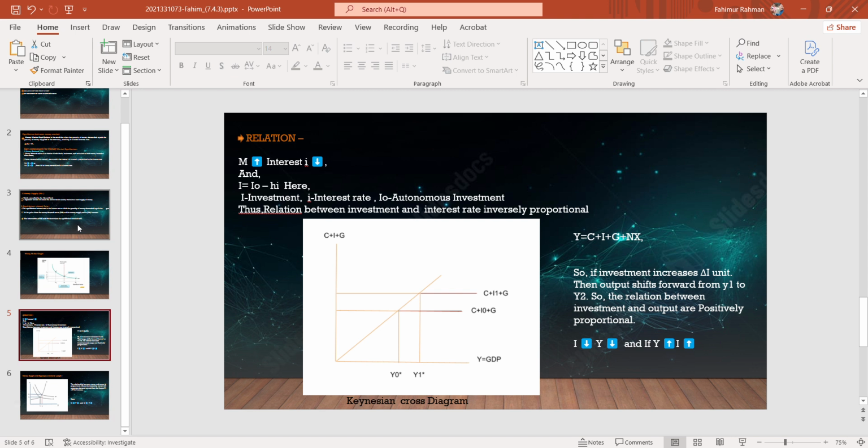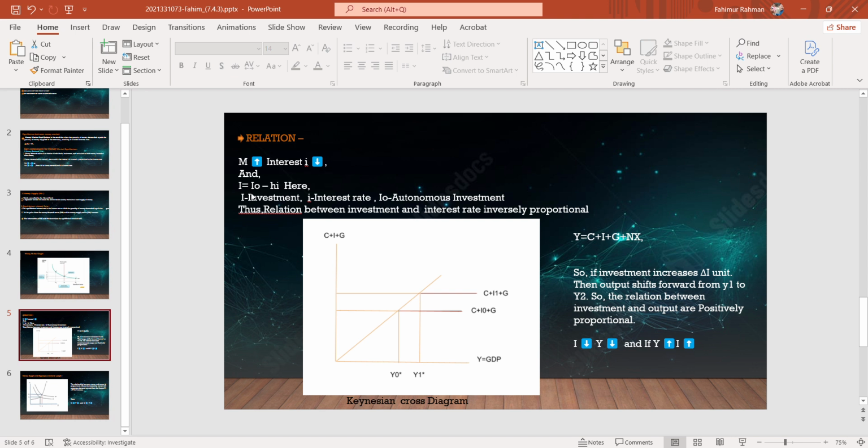If we take the interest rate as a high value, then we will get a low value of investment. If we take the interest rate as a low value, then we will find that investment is high. That's why we can say that the relation between interest rate and investment is inversely proportional.